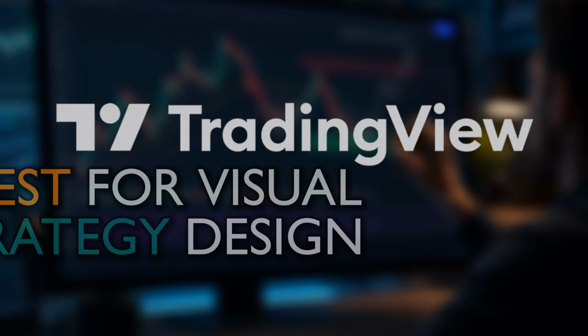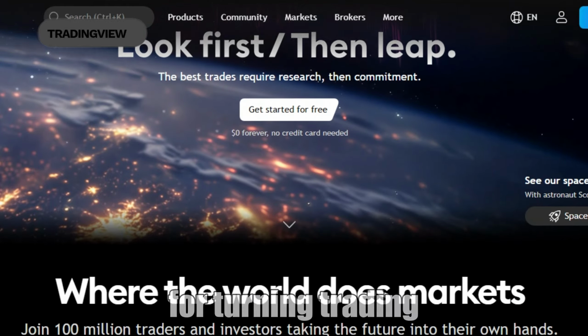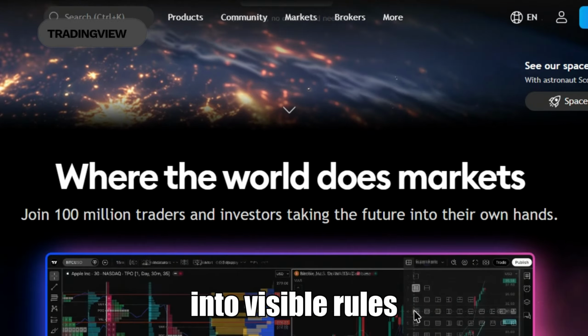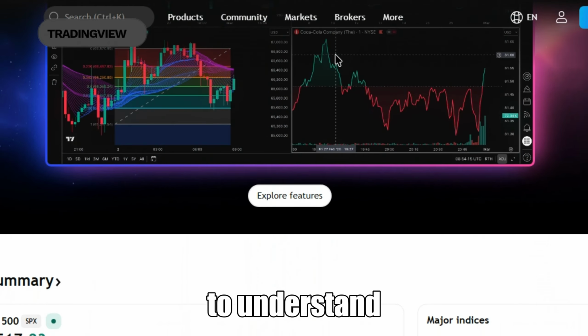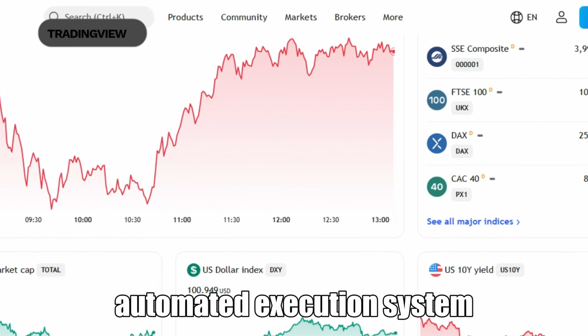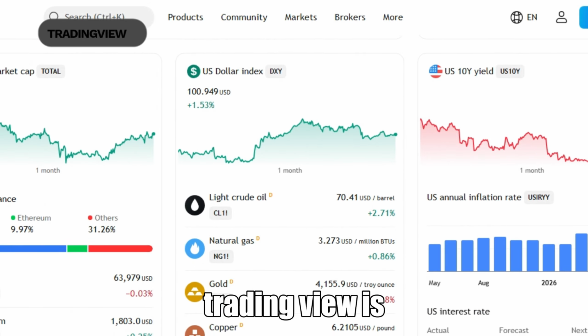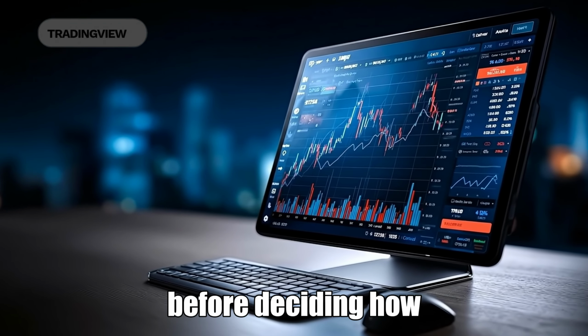TradingView is best for visual strategy design. TradingView is one of the most useful platforms for turning trading ideas into visible rules. Its charting environment is clean, popular, and easy to understand. But TradingView is not always a complete automated execution system by itself. TradingView is best for designing, testing, and refining ideas before deciding how they should be executed.